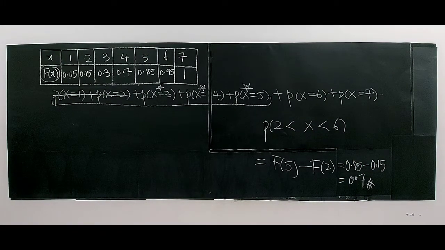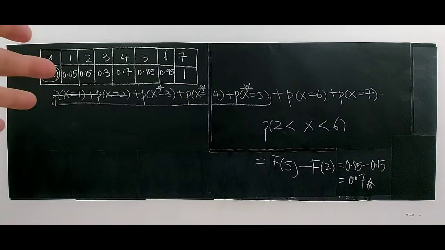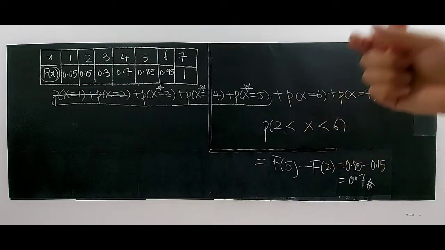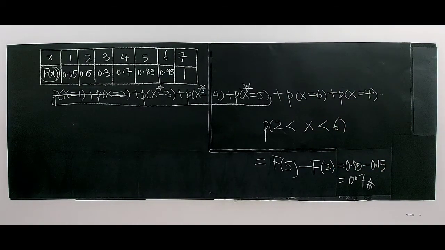Okay, that's all for this video. In this video I mainly talked about how to use the cumulative distribution table without converting to a probability distribution table, and how to use just the cumulative distribution table in finding the probability of an interval or at a point for a discrete random variable. Okay, that's all for this video.